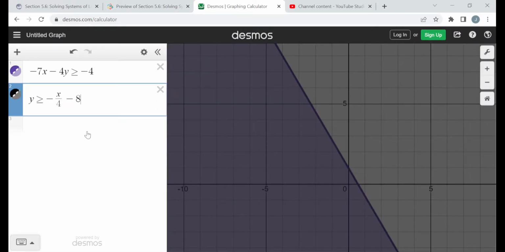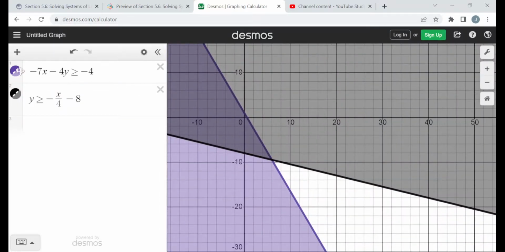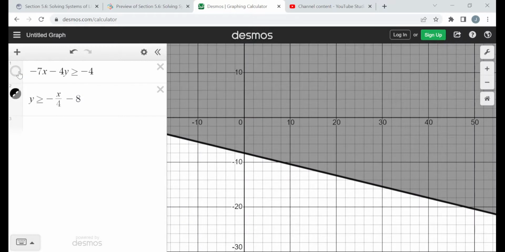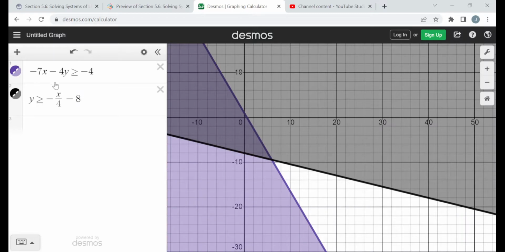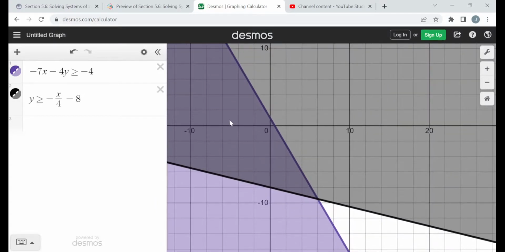Let me zoom that out a bit. You see that black line showing up. Let me turn the first one off. There's that black region. That's all the solutions of the second inequality. Now if I put the first region back in, look at where they overlap. That's this area where my cursor's floating around. This is below the purple line, above the black line, where the shading is darker than everywhere else. So there are the solutions of the system, the overlapping region.